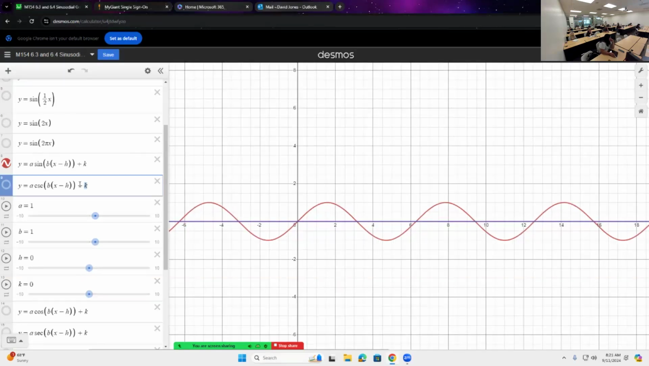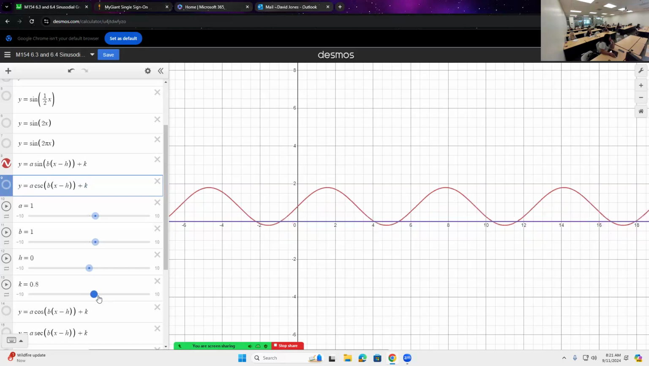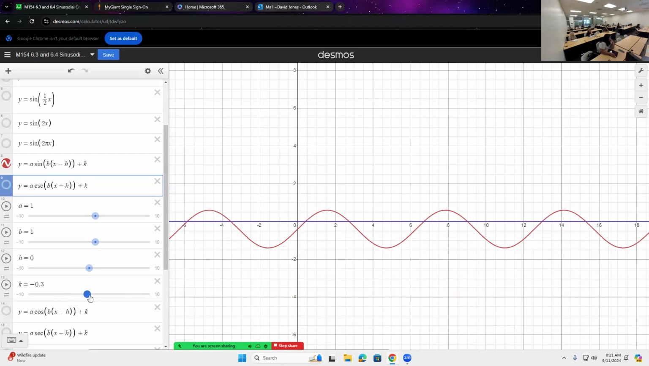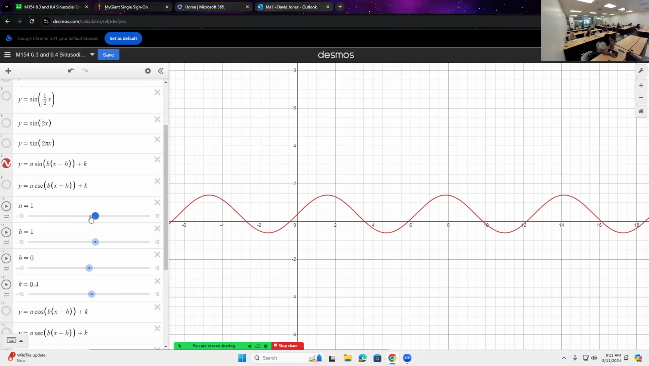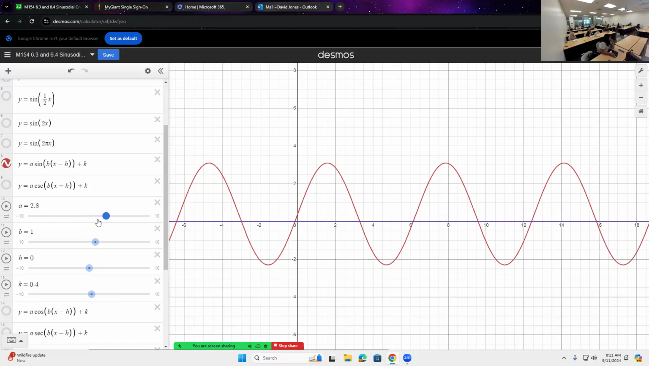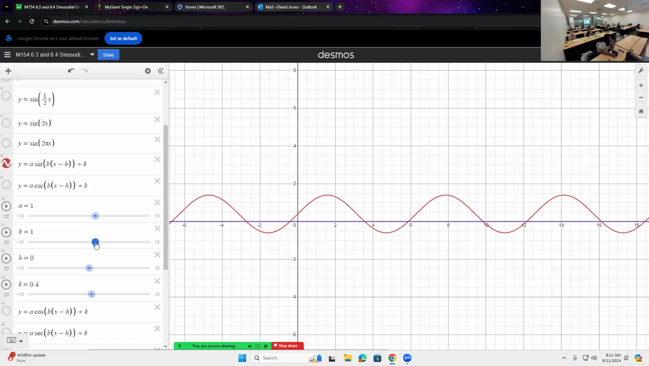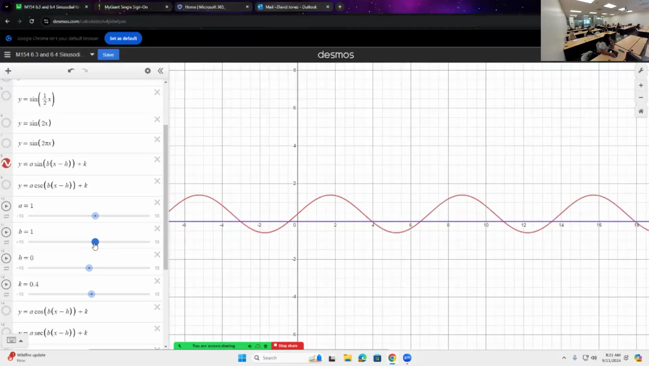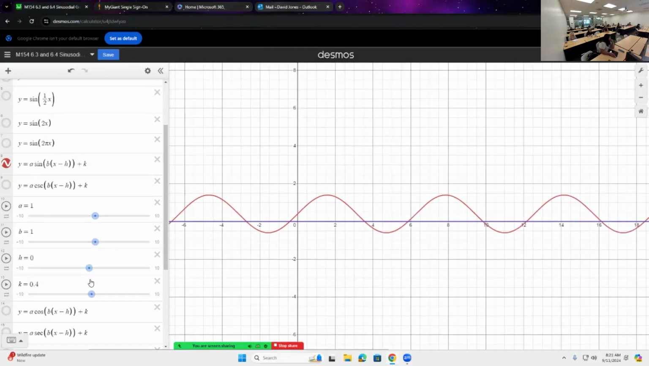Does anyone remember what having a number at the end does to the graph? From algebra. Moves it up and down. It moves it up and down. It's exactly what it does. So k, positive k is going to move the graph up. Negative k is going to move the graph down. But notice the shape of the graph doesn't change unless A or B changes. A will change the height. B changes how often it repeats. But h and k just change where it centers at.